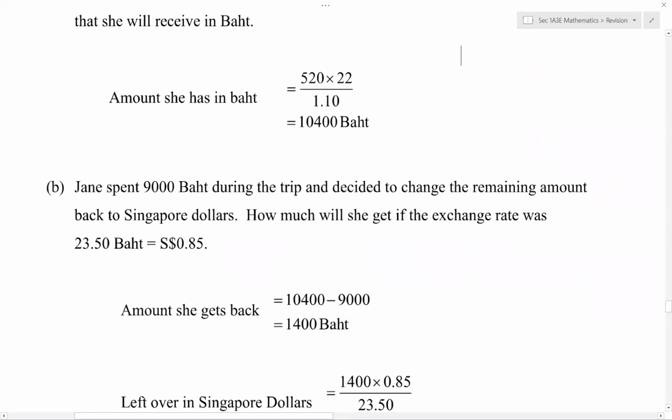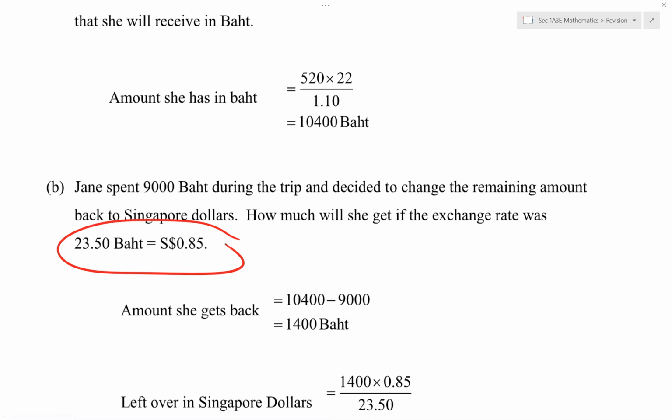Part B, Jane spent 9,000 baht during a trip, changed the remaining amount back to Sing dollar, but the exchange rate is different. You notice that the exchange rates are different. Do you understand how exchange rate works? You go to Causeway Point, basement 1, near the escalator. You see the exchange rate over there, right? Money changer. I thought about this when I was a kid.